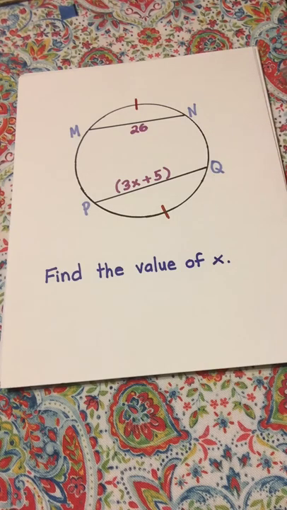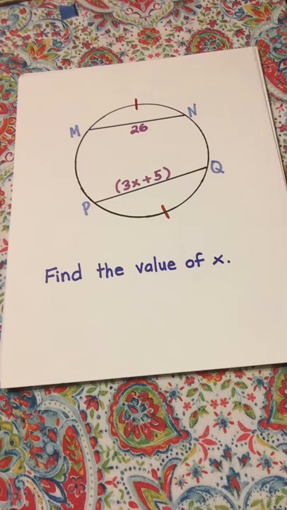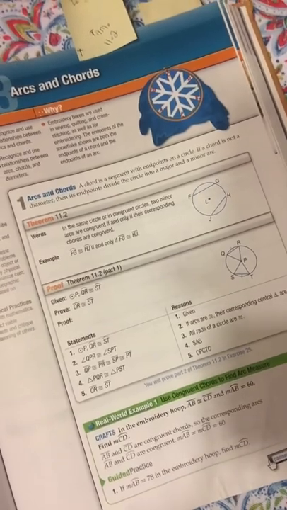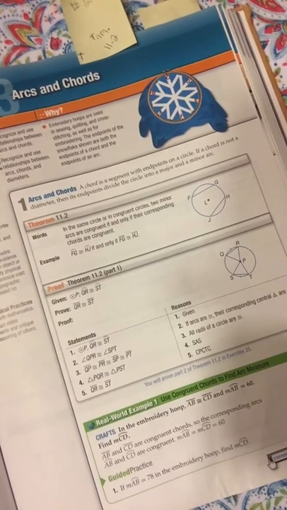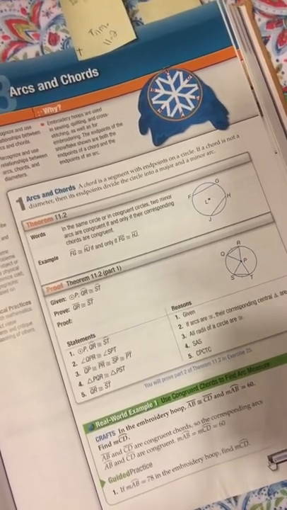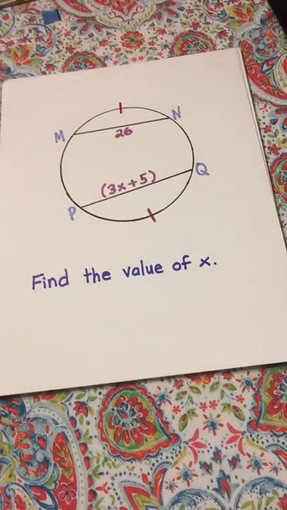So we can conclude from the figure that the measure of arc MN is equal to the measure of arc PQ. But let's look at Theorem 11.2 to help us out. In the same circle or in congruent circles, two minor arcs are congruent if and only if their corresponding chords are congruent. So, in other words, if two chords are congruent, then their minor arcs are also congruent.